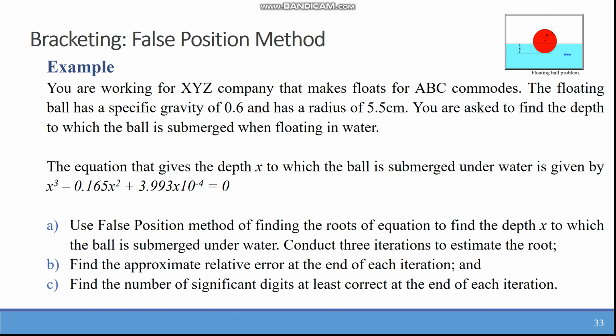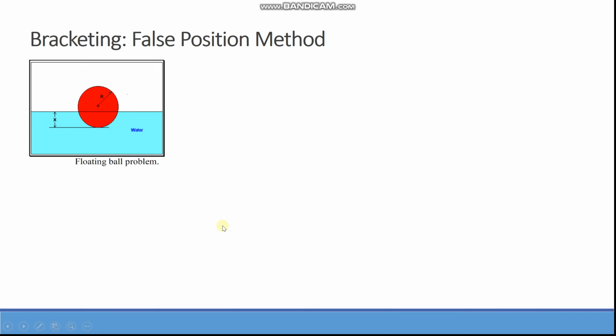It's just that we are going to use the false position method, and again at each iteration we are going to calculate the approximate relative error and the number of significant digits at least correct at the end of each iteration. So again, we have here the ball problem, and we use the same setup. Let's say the lower limit is at 0 and the upper limit is, assuming that the whole ball is submerged, at 0.11.